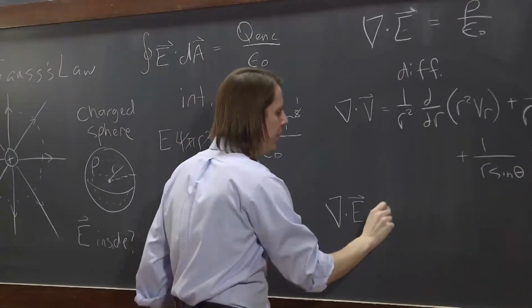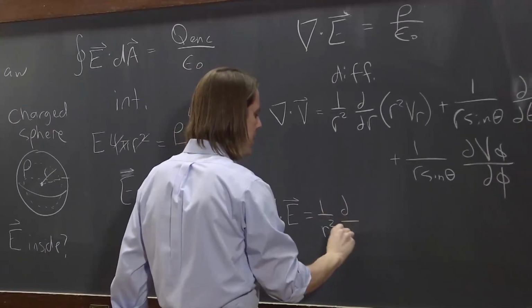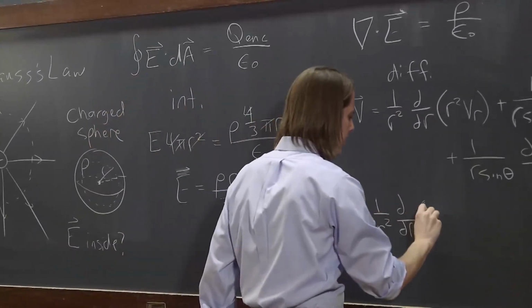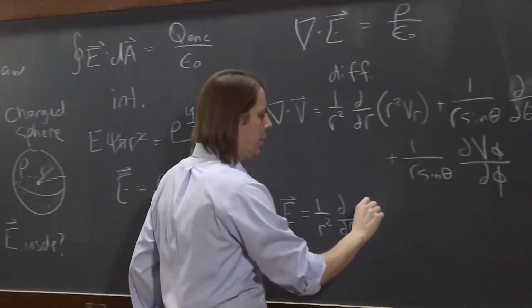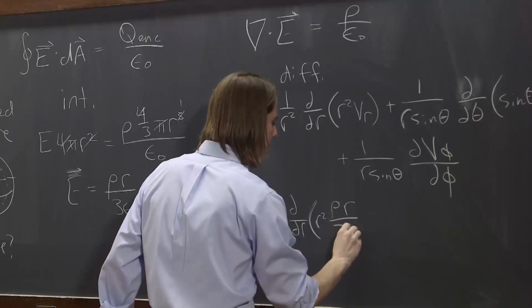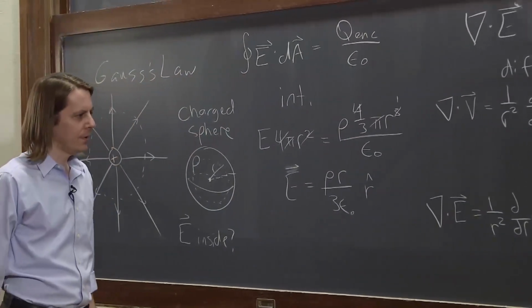So we do have it down already to 1 over r squared d dr of r squared times, and then this is rho r over 3 epsilon naught. So there's our divergence.